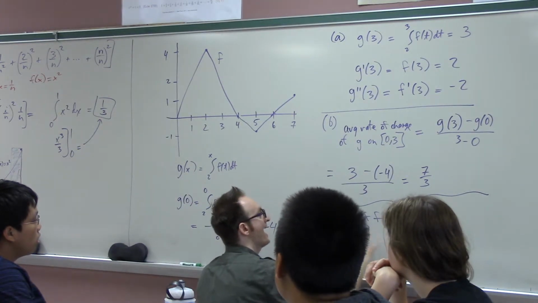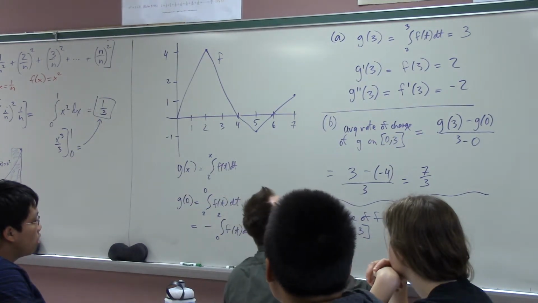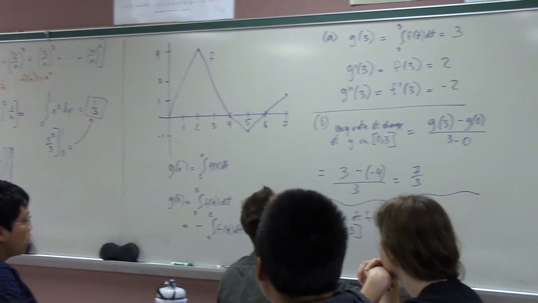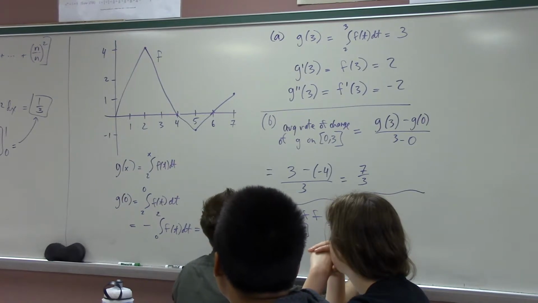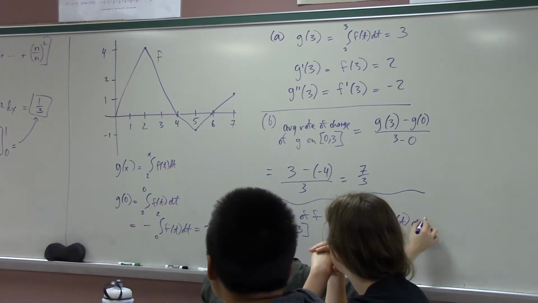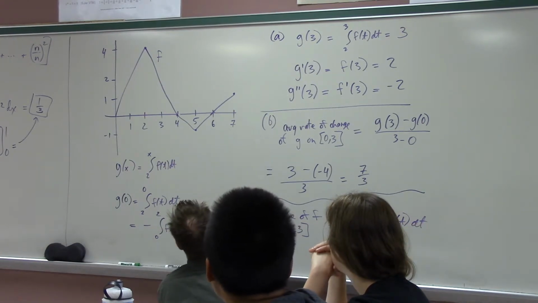And if you did that, that would be 1 over 3 minus 0 times the integral from 0 to 3 of f. And what is the integral from 0 to 3 of f? 1, 2, 3.